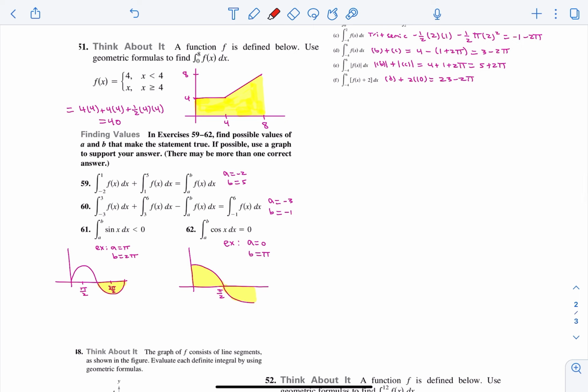So for this part, we can graph out the function sine of x, and when the area is less than 0 is when, right here, for example, there can be definitely more values when sine of x is less than 0, but when a is pi and b is 2 pi, the graph is under the x-axis. So an example value of that would be a is pi and b is 2 pi. So that's an example answer for that problem.